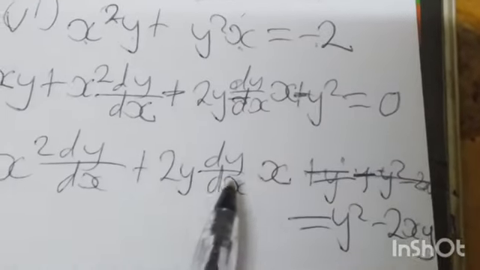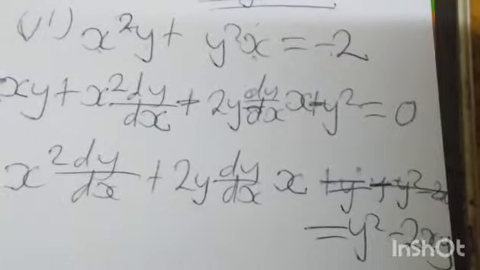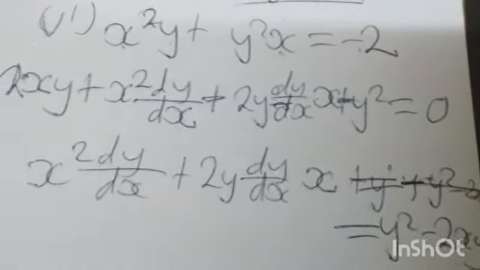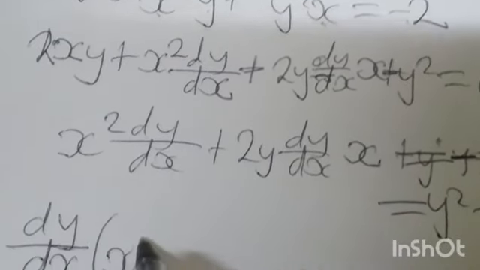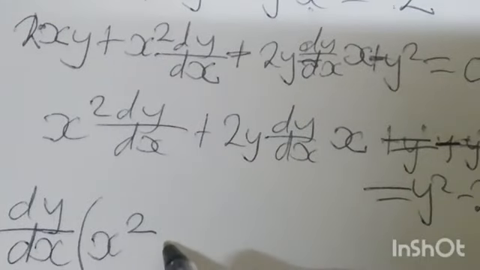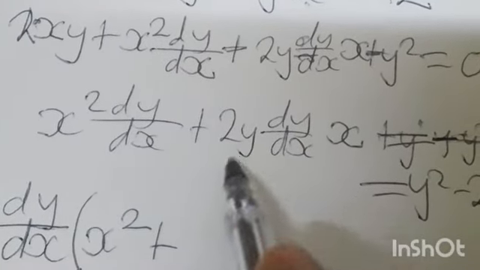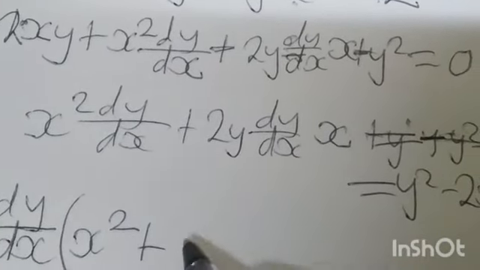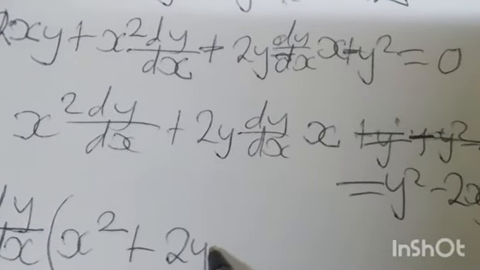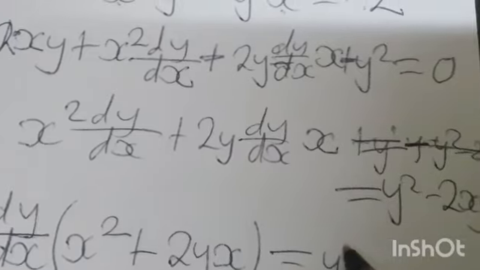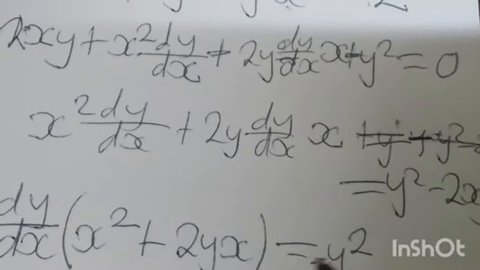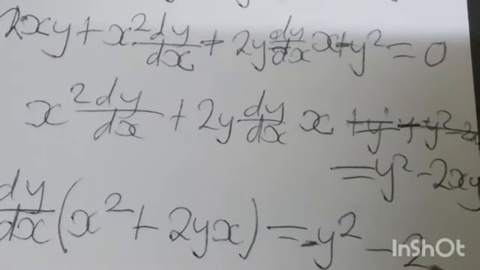Then here, for us to only remain with dy over dx, what will we do? We'll factorize out the dy over dx. So you have dy over dx. What are you going to remain with inside? Here we only have x squared, so it's x squared plus, here you remain with 2yx. So 2yx is equal to negative y squared minus 2xy.